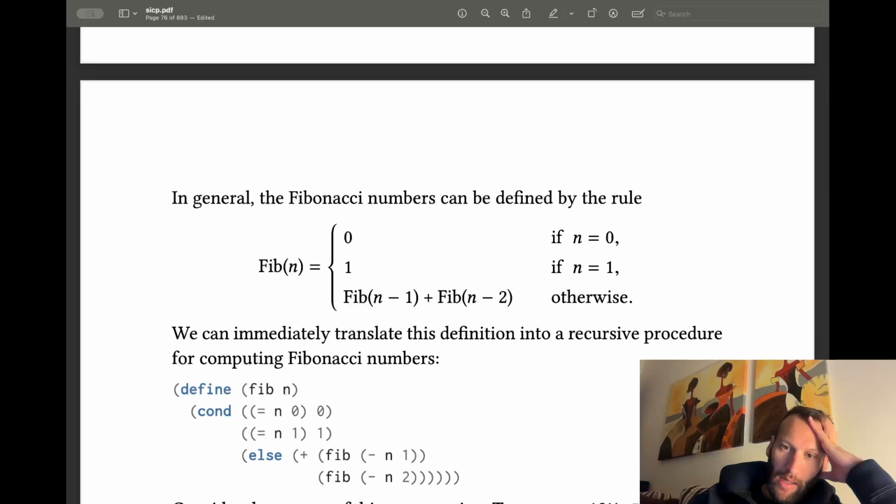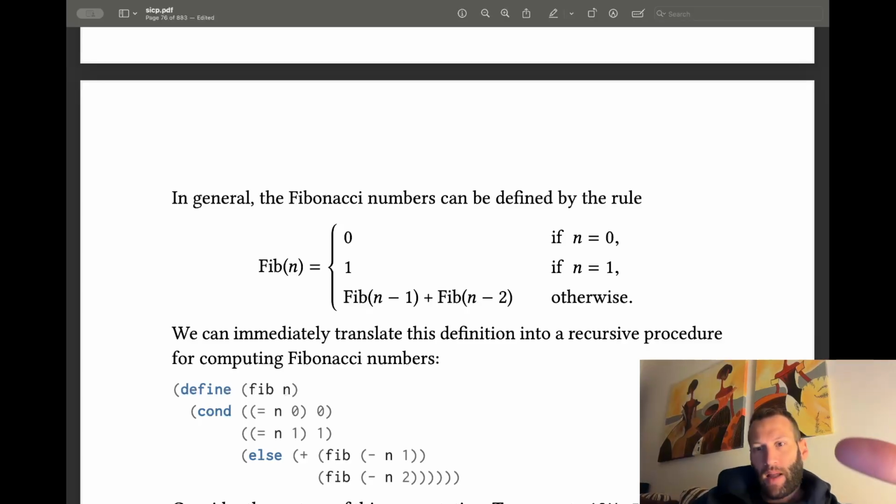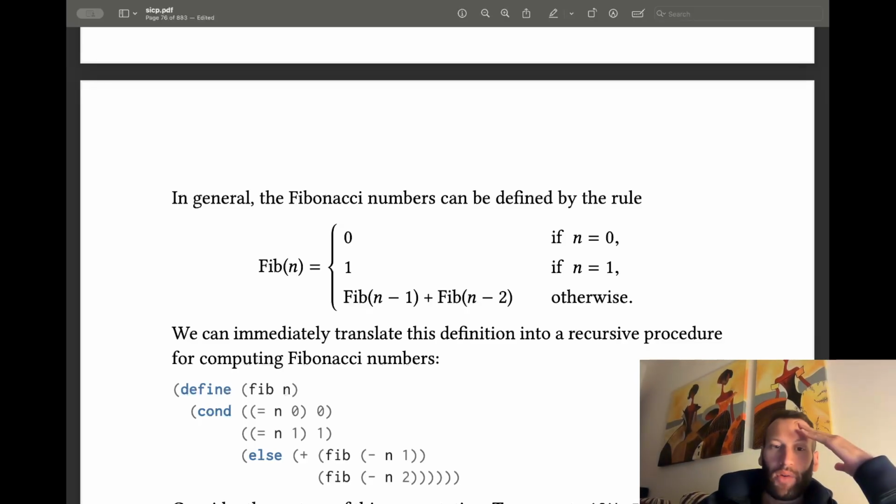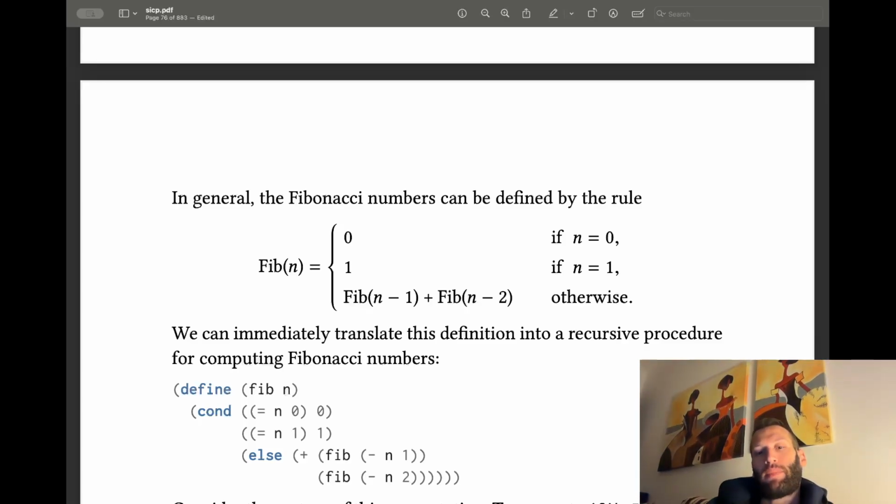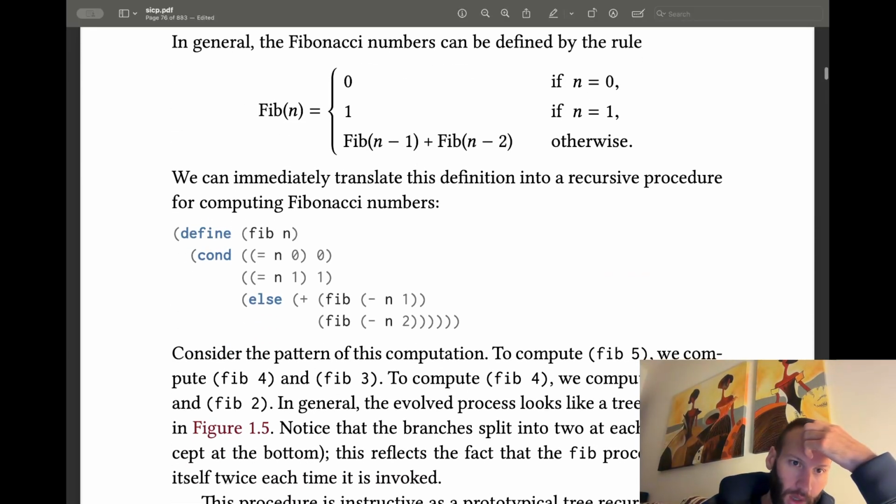0 if n is equal to 0, 1 if n is equal to 1, otherwise a recursive call to the function itself for n minus 1 plus the function itself of n minus 2. We can immediately translate this definition into a recursive procedure for computing Fibonacci numbers.